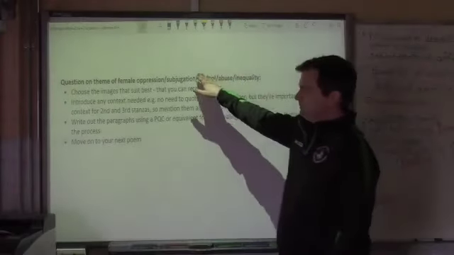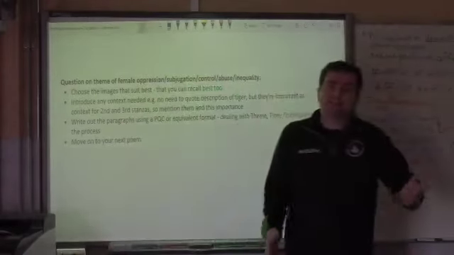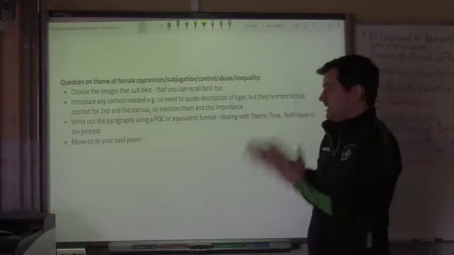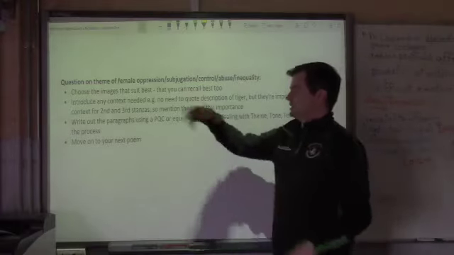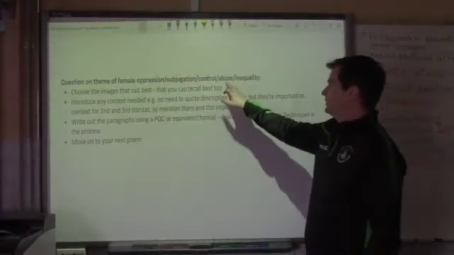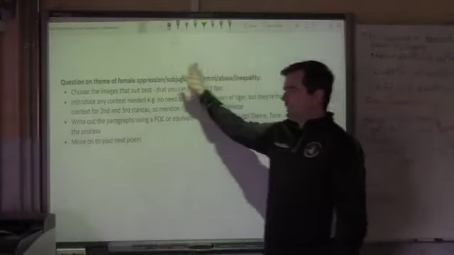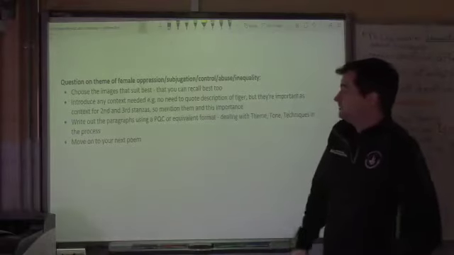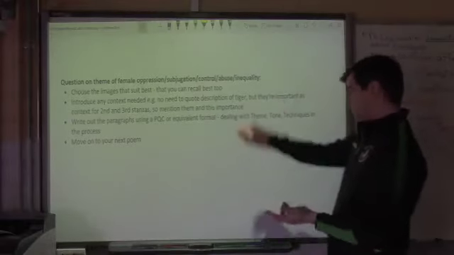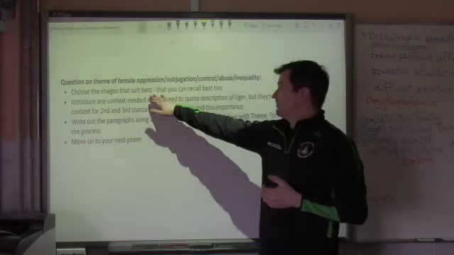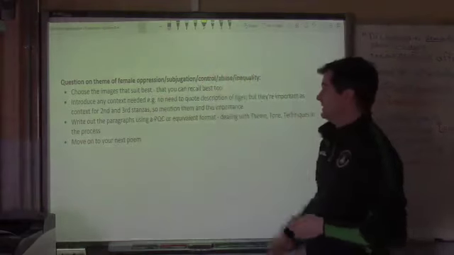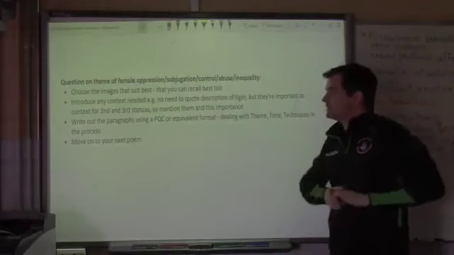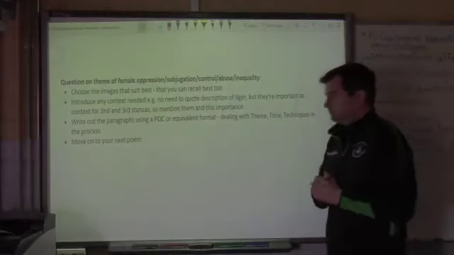And keep in mind, it probably won't be phrased the exact way it is in your poetry book. Mine actually says subjugation of women, but it could say female oppression or control of women or abuse or inequality. That is a question that's opening the door for that theme you have prepared for. So as I've said here, if a question comes up, you choose the images that suit best, if you were doing Aunt Jennifer's Tigers, and that you can recall best too. What can I manage to write about accurately on the day?